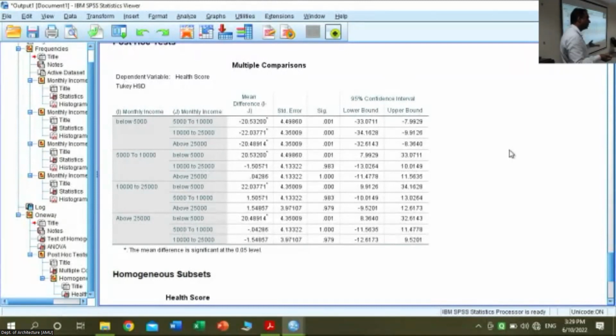उसको बाद में ले लिया, रिजल्ट तो वही आएगा, चाहे A to B का कंपेयर करें, B to A का करें, तो उसको स्किप कर जाए. Now check this group with this group, because 5,000 to 10,000 is not compared with 10,000 to 25,000. So if you see against that, what is the p value? कितना है p value?